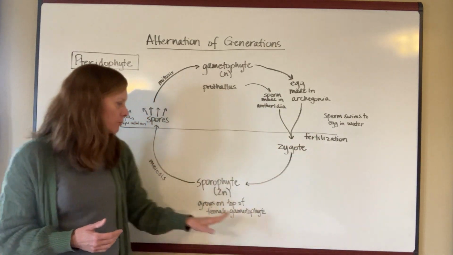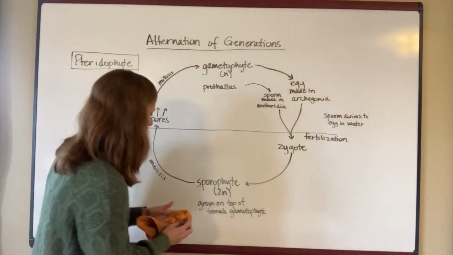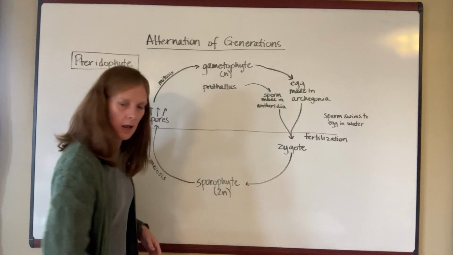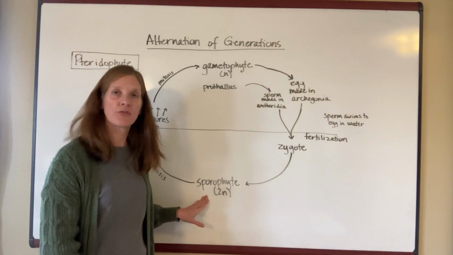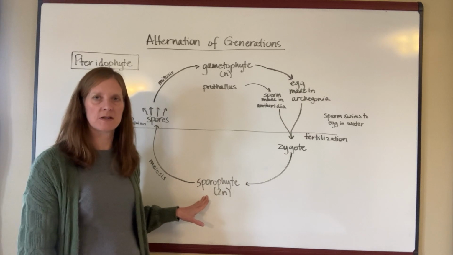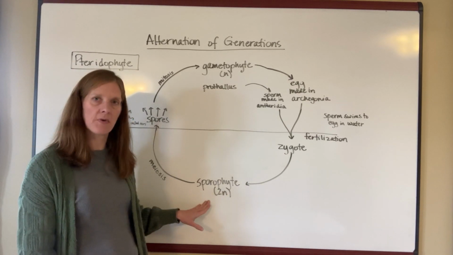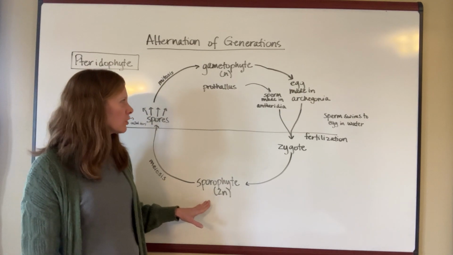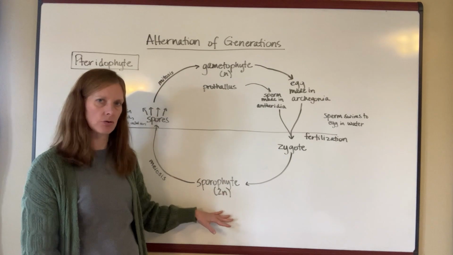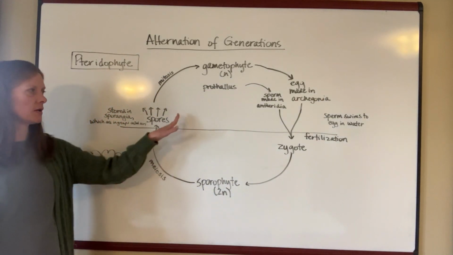We have a zygote, but now the sporophyte generation is the one that's dominant, and it does not grow on top of the gametophyte like it did before. This is the fern that you are going to see when you're walking through the woods, or if your family has a plant fern at home as a house plant. That is the sporophyte generation. And so this is just a little piece that is added on to the rest of this. Okay. So then once again, the sporophyte will go through meiosis and make the spores.